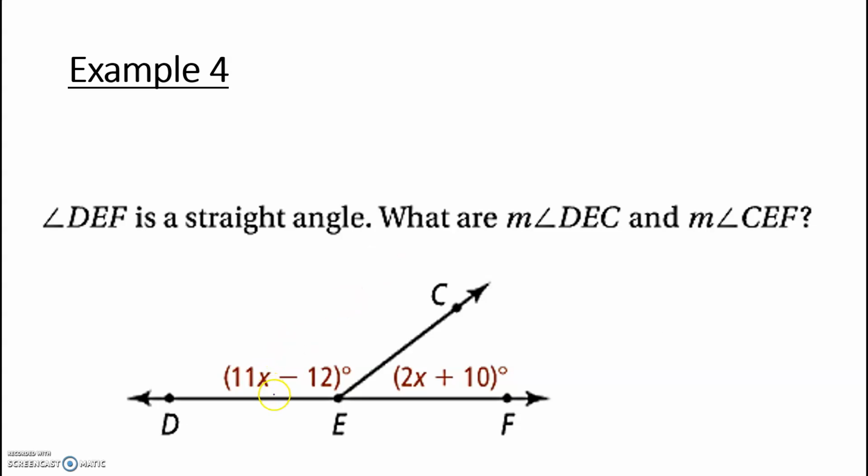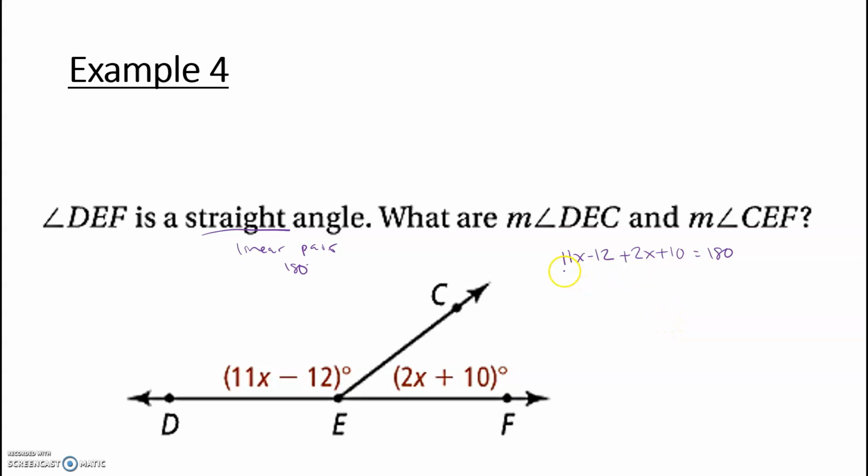And I believe this is the last example. So here you have a straight angle, also known as a linear pair. So we know they add up to 180. So we know these two angles should add up to equal 180. So 11x minus 12 plus 2x plus 10 should equal 180. Again, that's the only geometry.